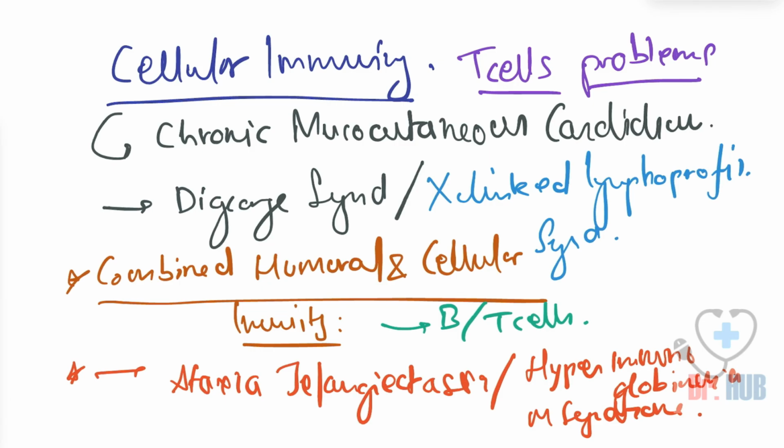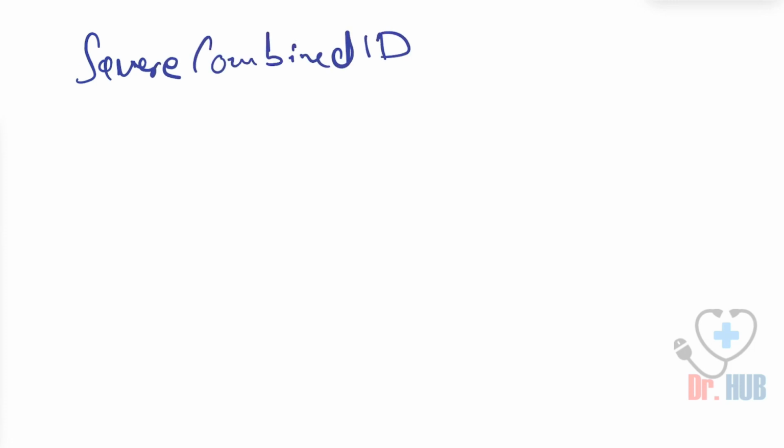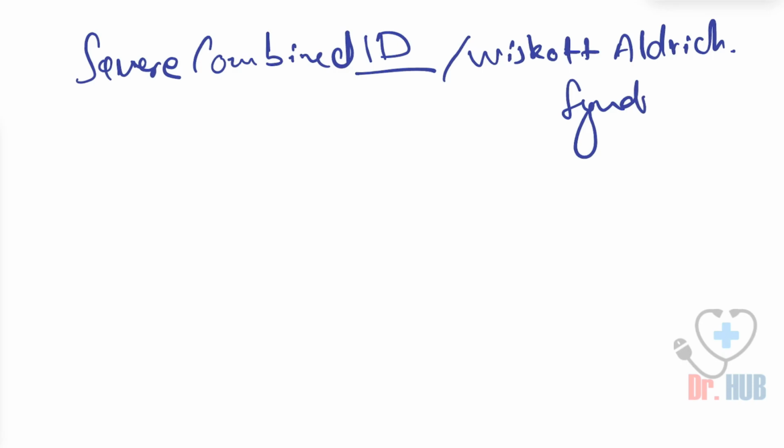So further we are going to look at other examples. It also includes the severe combined immunodeficiency as well as the Wiskott-Aldrich syndrome.